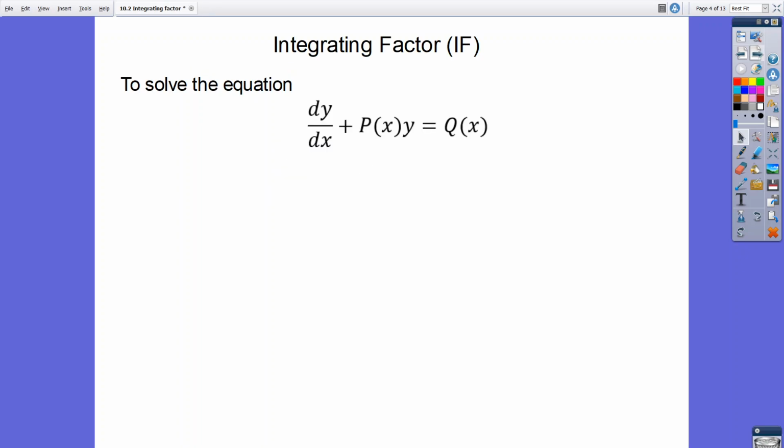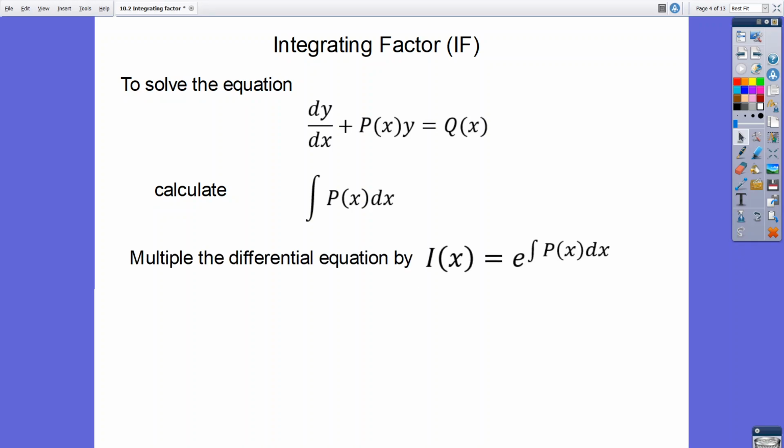So to solve an equation where we have dy by dx with coefficient 1 and then some function of x, p of x, times y equals another function of x, we first of all need to integrate p of x. Once we've integrated p of x, then we take its exponent, and this is called the integrating factor. Okay, so it's e to the power the integral of p of x dx.